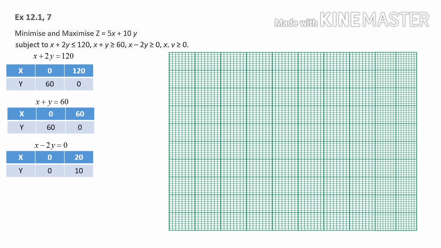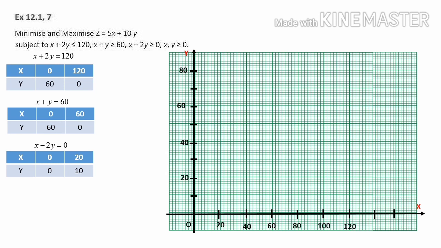Then we'll go for plotting on the x and y axes as before and just plot it. Here the highest point is 120 and another point is 60 on the y axis. So I have taken here 20, 40, 60, 80 on the y axis, and 20, 40, 60, 80, 100, 120 on the x axis.